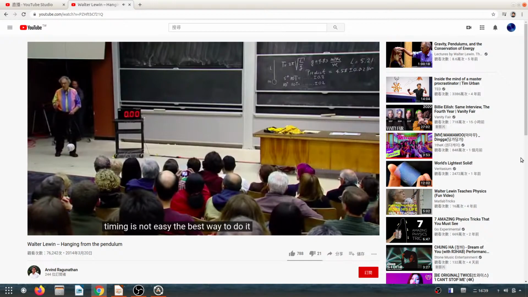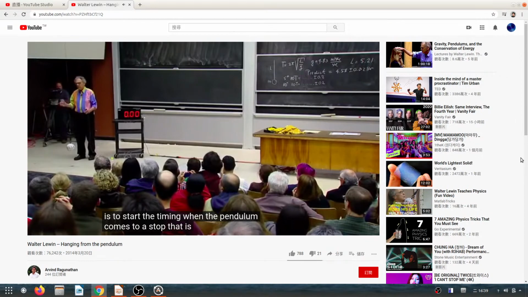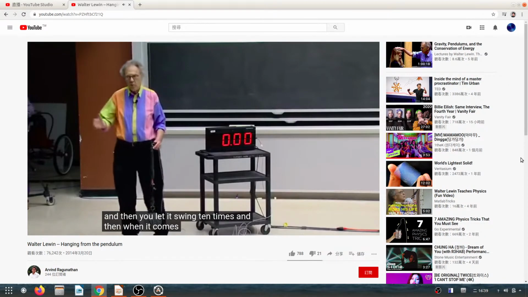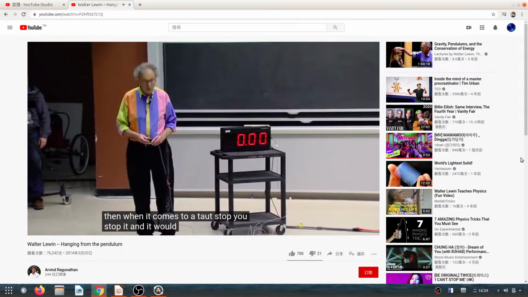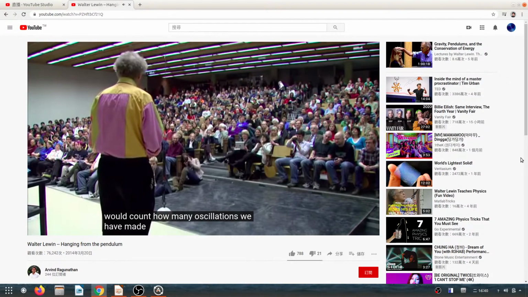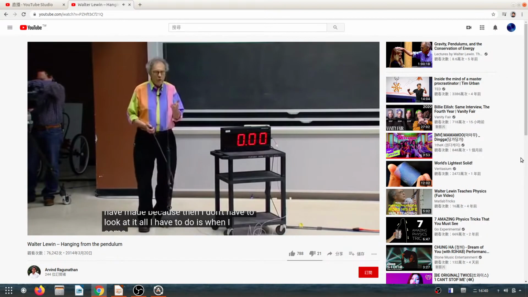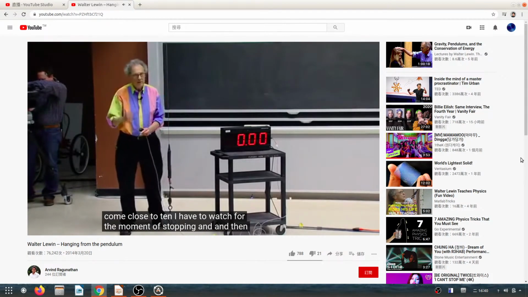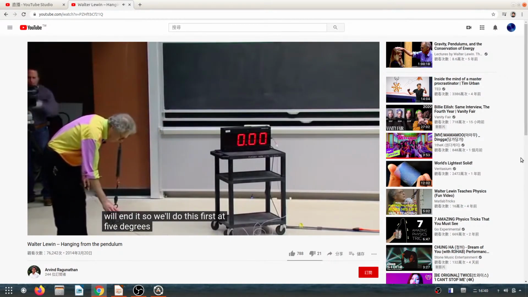The best way to do it is to start the timing when the pendulum comes to a stop. That is rather well defined. And then you let it swing 10 times, and then when it comes to a stop, you stop it. And it would help me if you would count how many oscillations we have made, because then I don't have to look at it. All I have to do is when I come close to 10, I have to watch for the moment of stopping, and then I will end it. So, we'll do this first at 5 degrees.